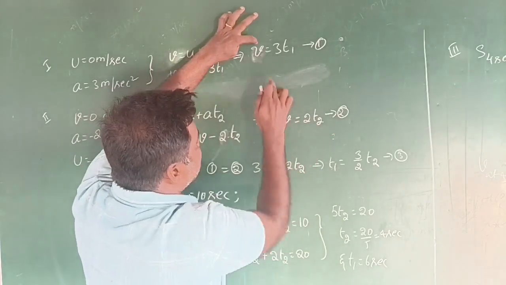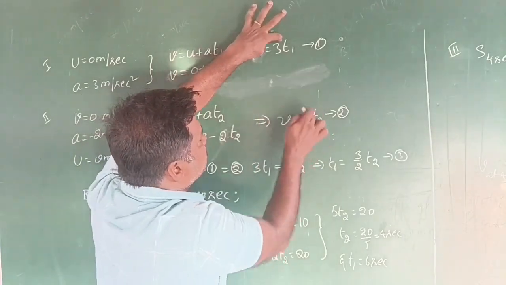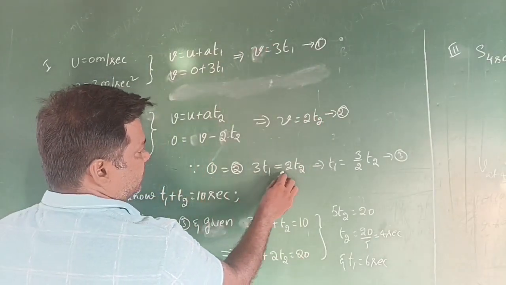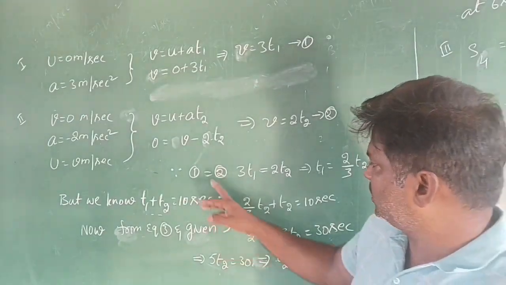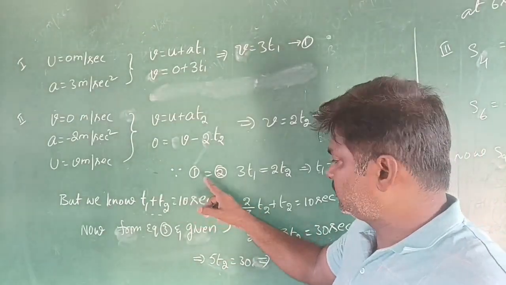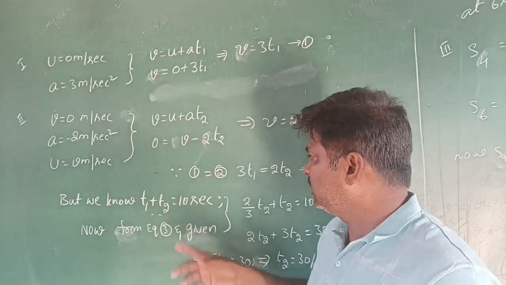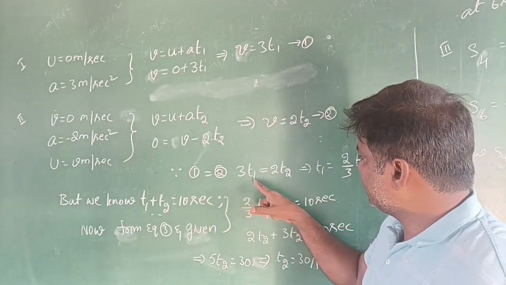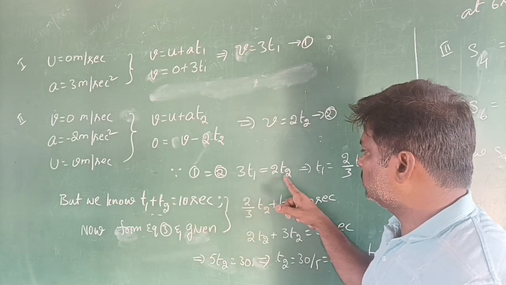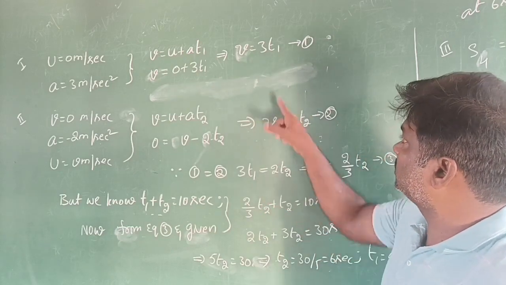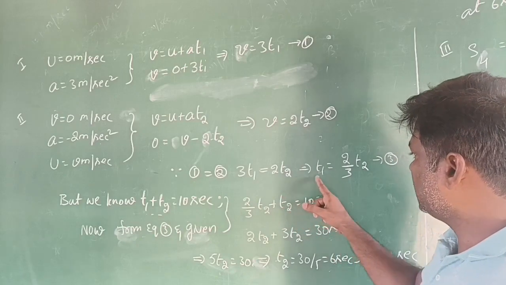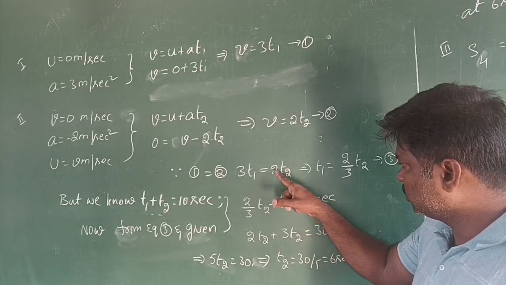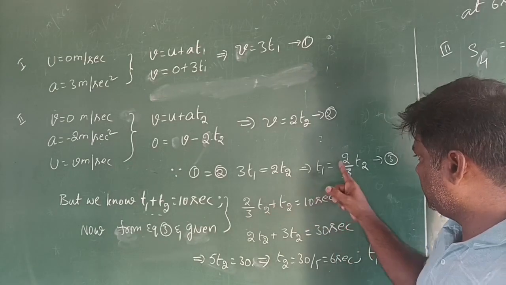Observe here, the LHS are equal. Can we equate these two? Sure, you can equate, because it is the same journey. 1 is equal to 2, so 3t1 is equal to 2t2. Bring this 3 to the opposite side: t1 is equal to 2 by 3 into t2.